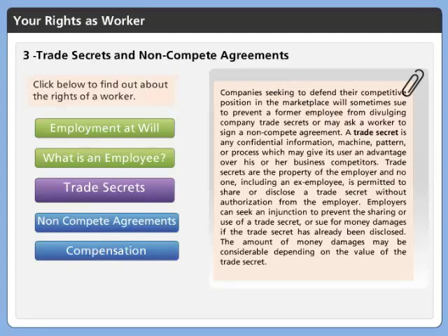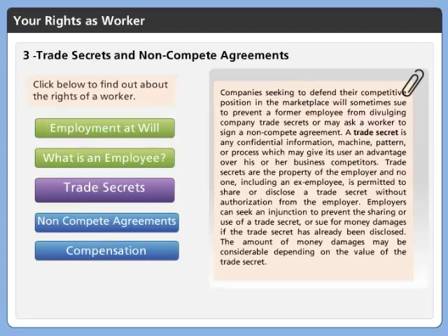A trade secret is any confidential information, machine, pattern, or process which may give its users an advantage over his or her business competitor. Trade secrets are the property of the employer, and no one, including an ex-employee, is permitted to share or disclose a trade secret without authorization from the employer.